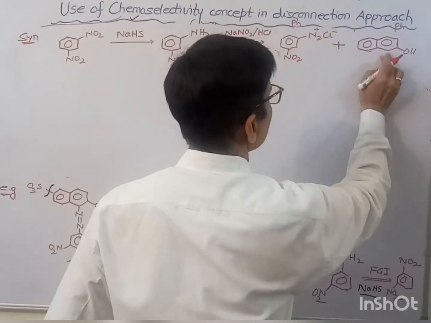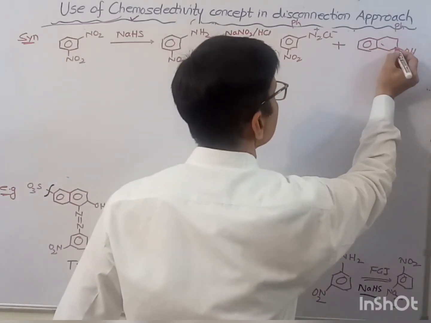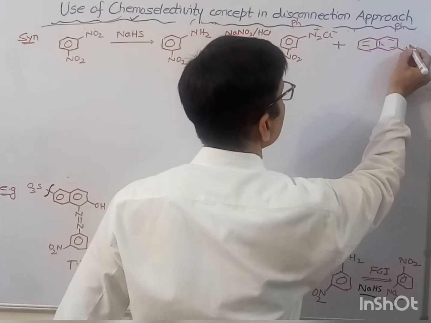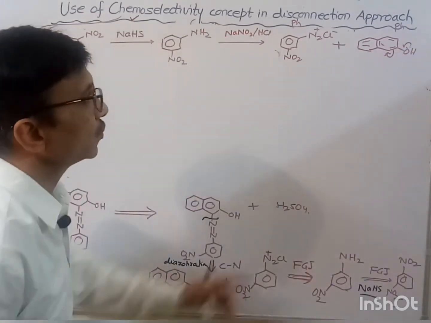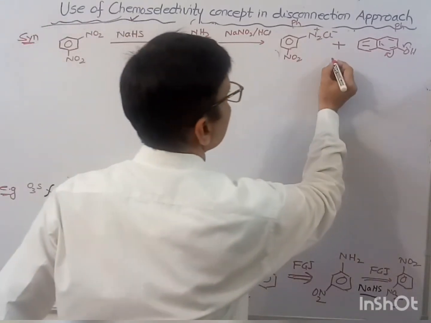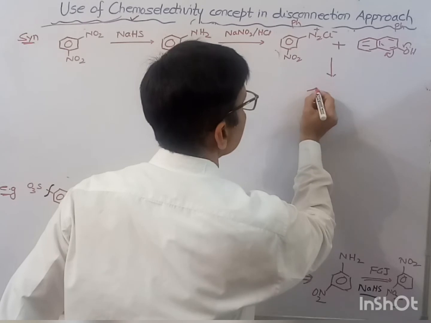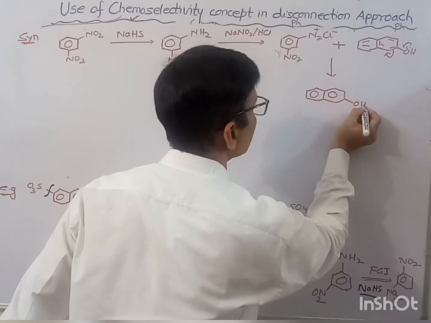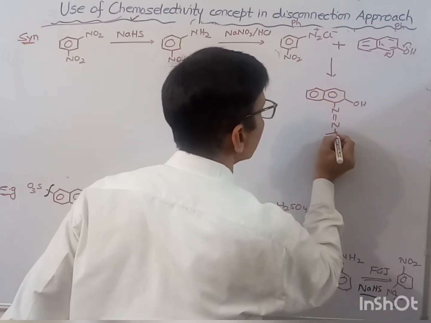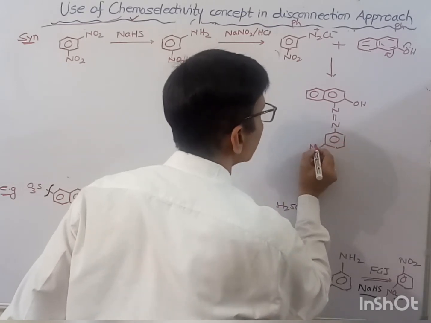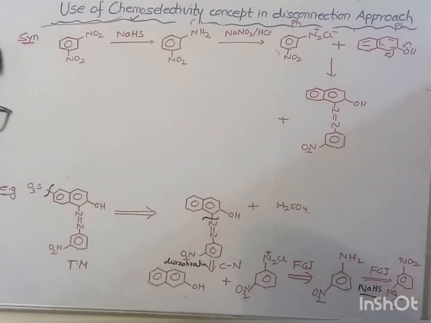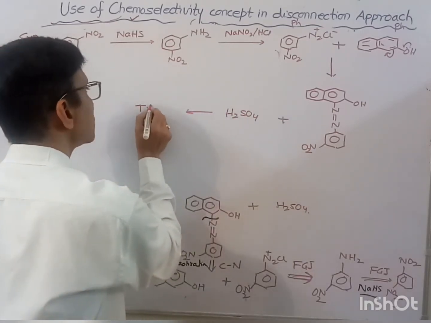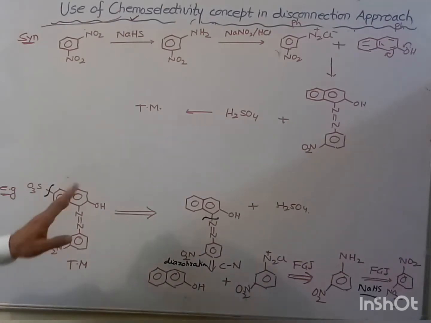So now this will attack over this position. Here this can react over here, and further we will get this. In presence of further reaction, sulfonation with H2SO4, we will get the target molecule. So this is the synthesis, where we have used this chemoselectivity concept.